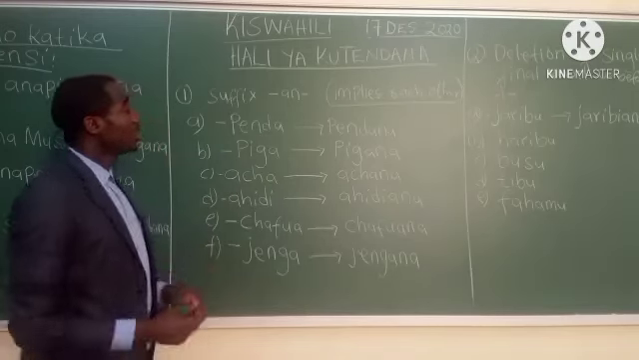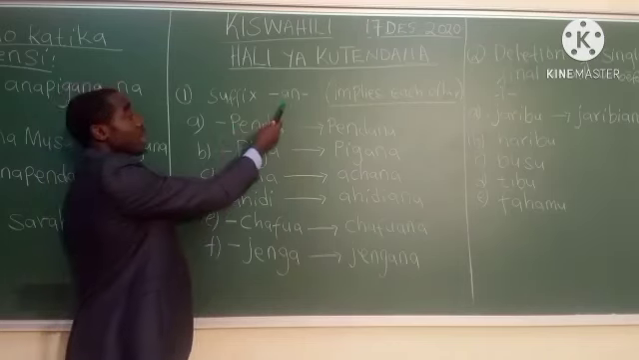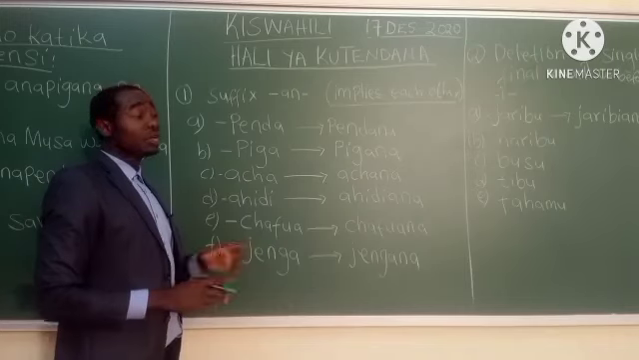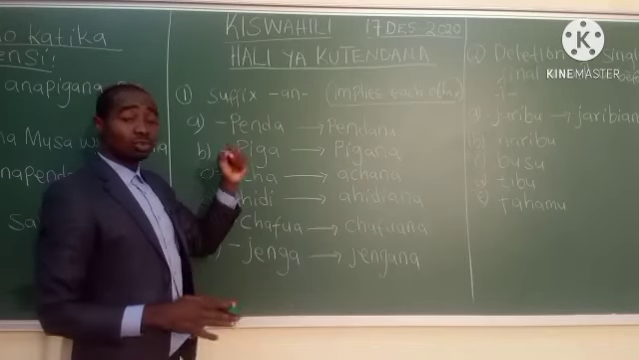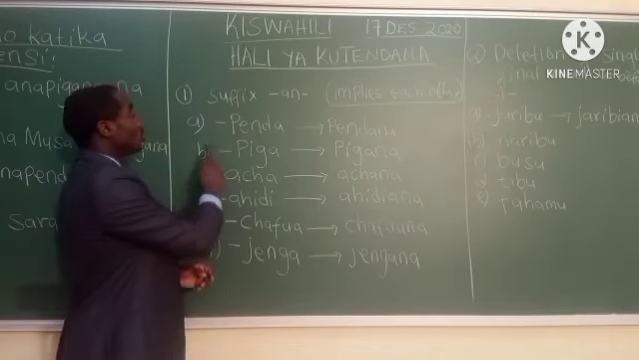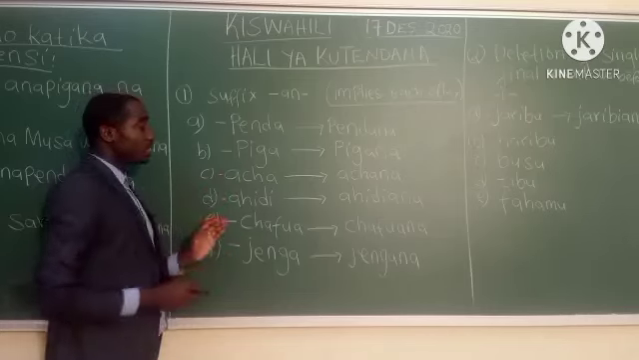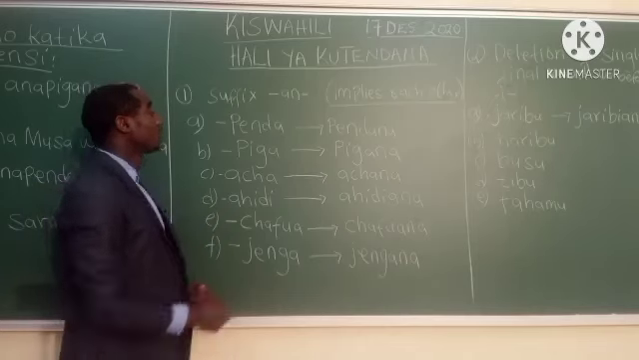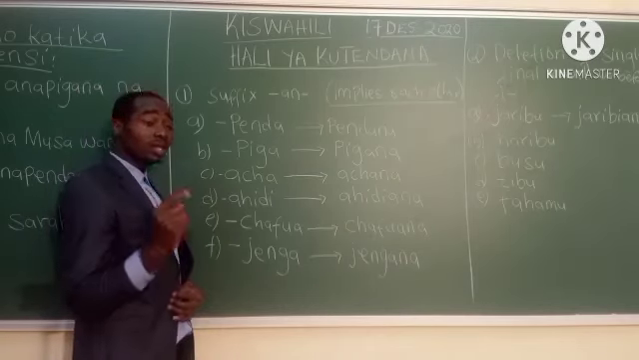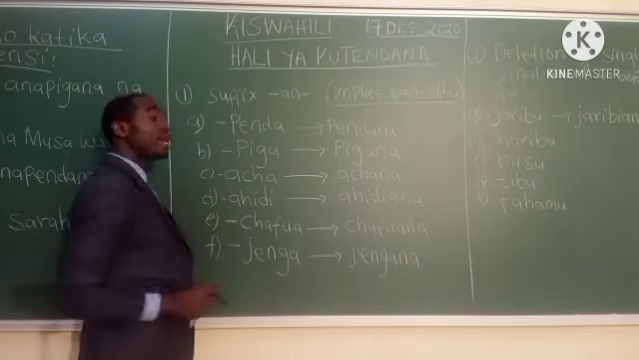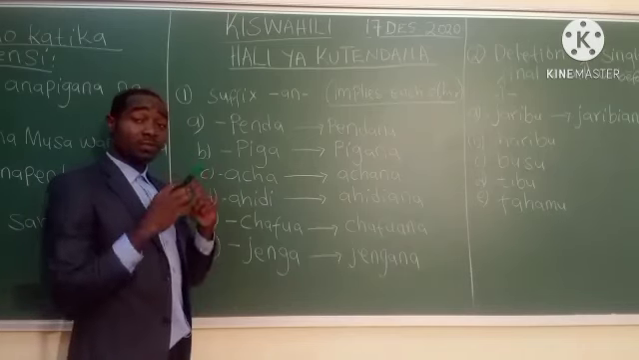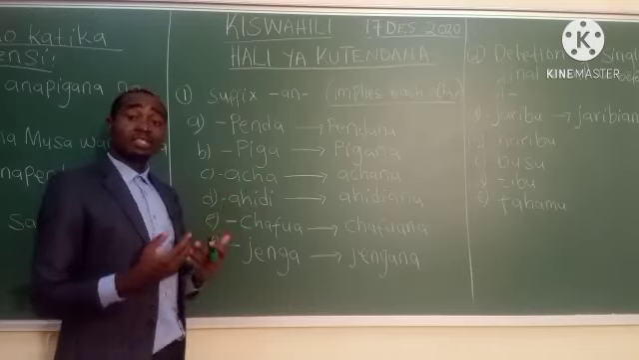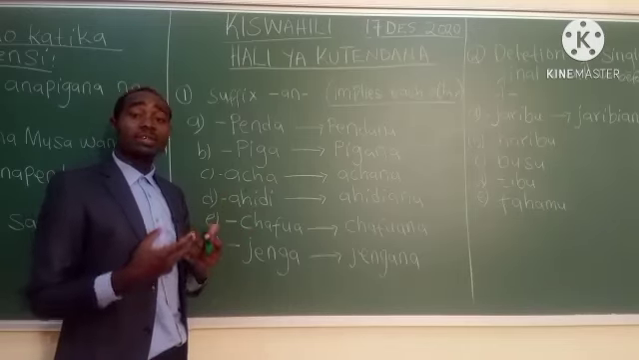Now the first one, you see the suffix an. We usually use this suffix an to bring out this notion, kutendana, to do each other. Now we have examples of verbs here, and they are hali ya kutendana there. Okay, number one, nambari ya kwanza tunaanza, penda, to love. It will be pendana, to love each other.